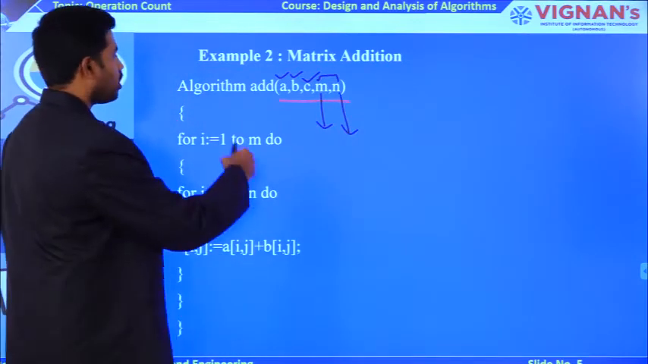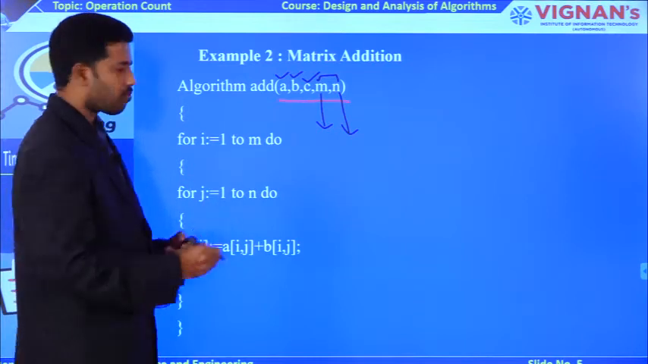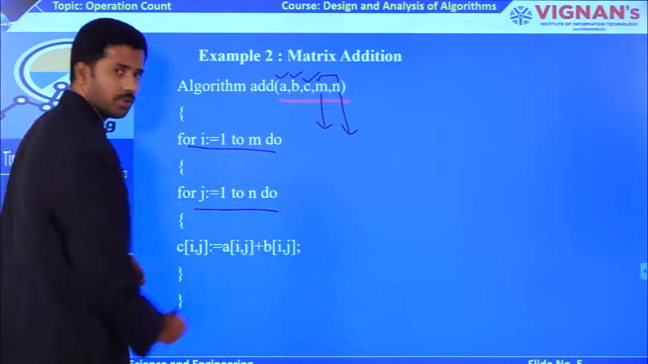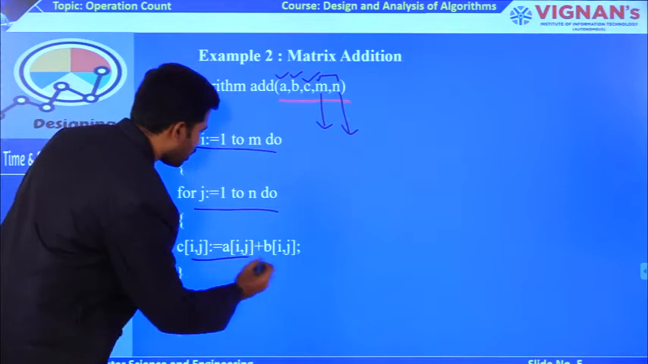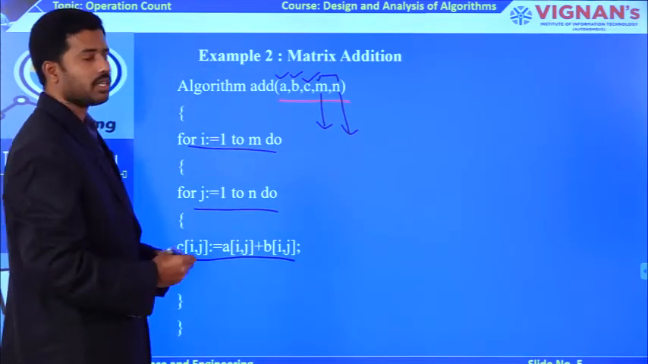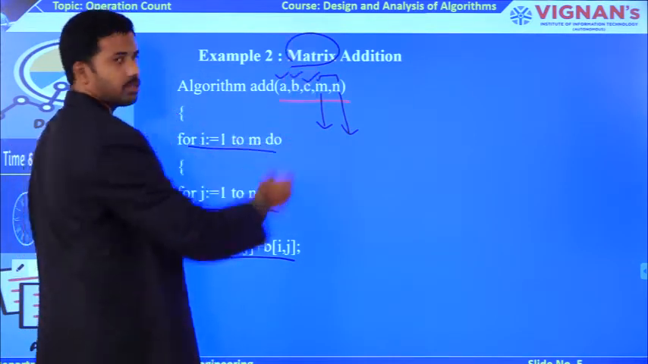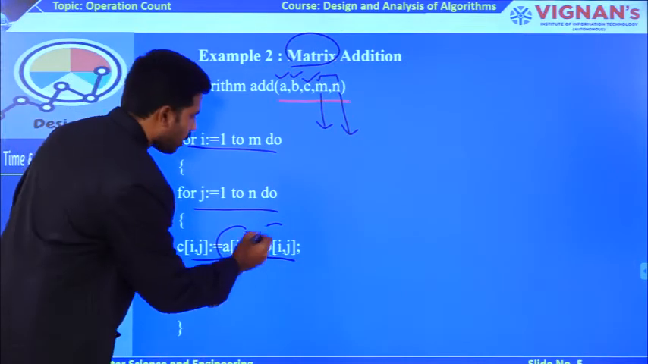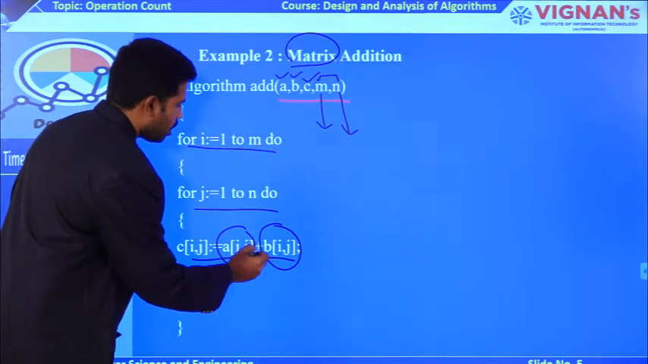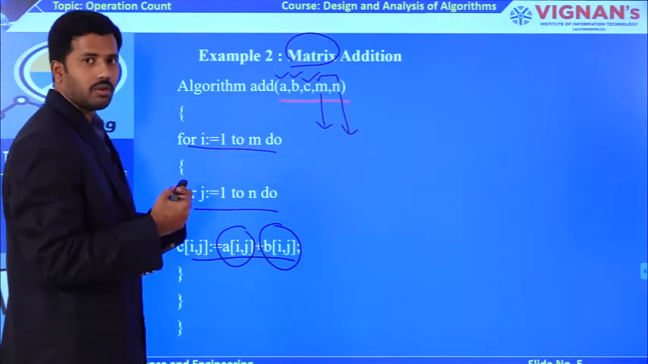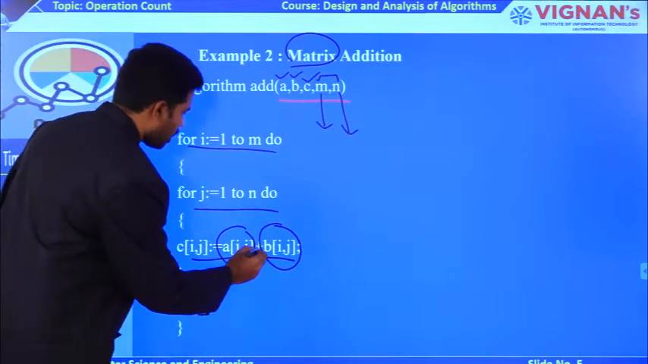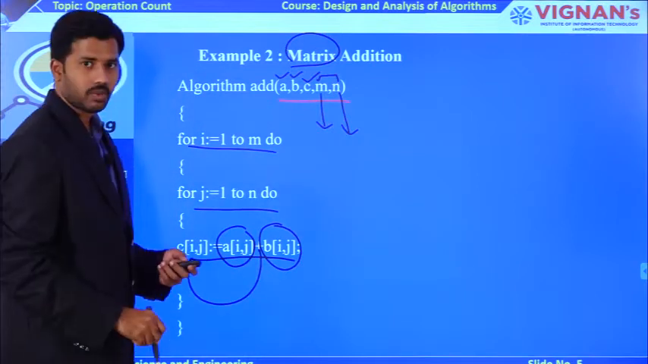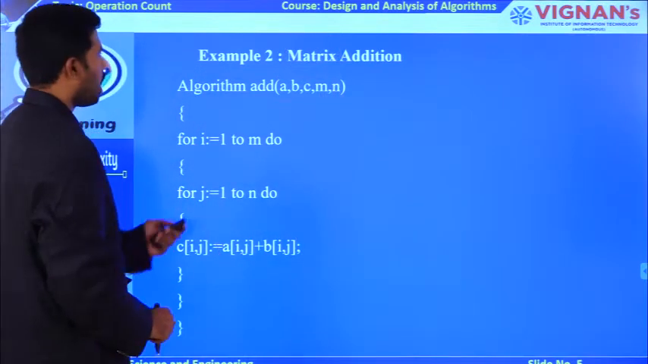So to trace the number of rows as well as the number of columns, you require 2 for loops. Inside your 2 for loops, you are going to have an arithmetic addition operation applied on a matrix. The elements available in A as well as the elements available in B are added, and the result you are storing into C. So likewise, you are going to have this algorithm.